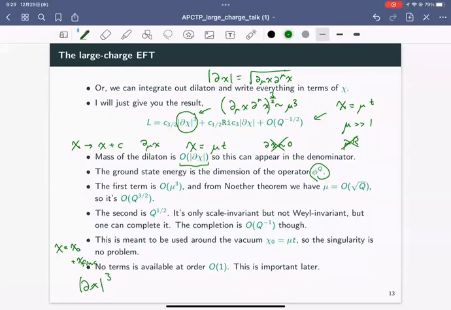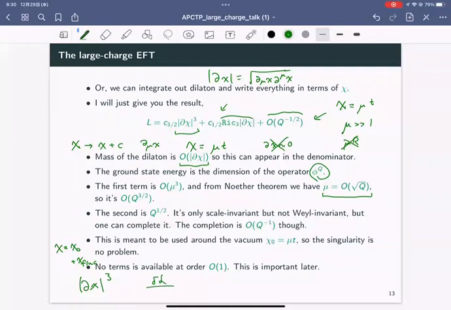Great, so right. We were talking about this effective action using the Nambu-Goldstone boson. I didn't tell you how to derive this, but I already told you that this is leading order, and I think I convinced you. This is the leading order term, and then there are no corrections until order mu to the minus one. The first term is of order mu cubed. We can use the Noether theorem to say mu is of order square root of Q.